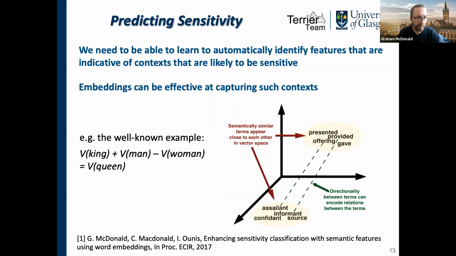So the first work that we're looking at is a paper that we published in ECIR in 2017. What we thought of is we'd like to be able to automatically identify features that are indicative of contexts that are likely to be sensitive. And we know that embeddings can be effective at capturing such contexts. In an embedding space, similar words appear close to each other, and the directionality between the words can give some indication of the relationship between the words.